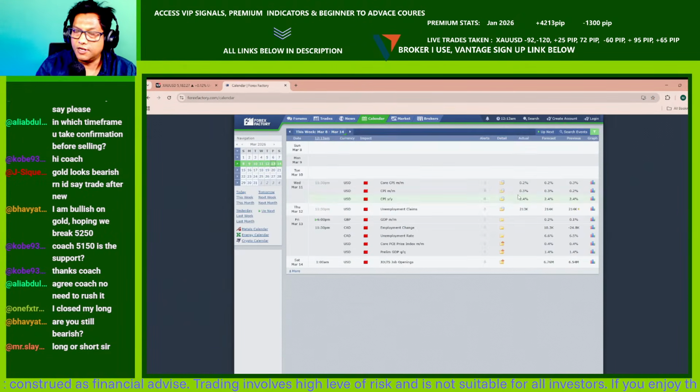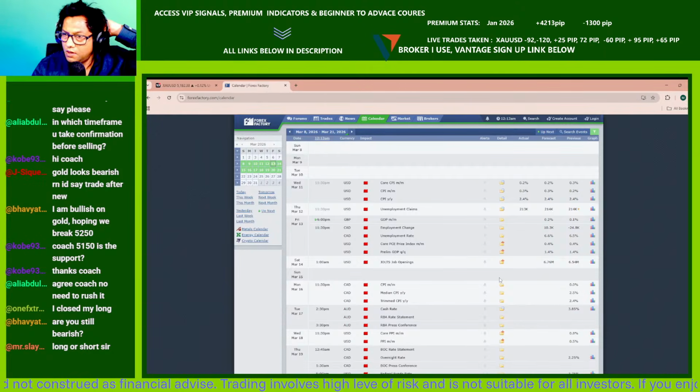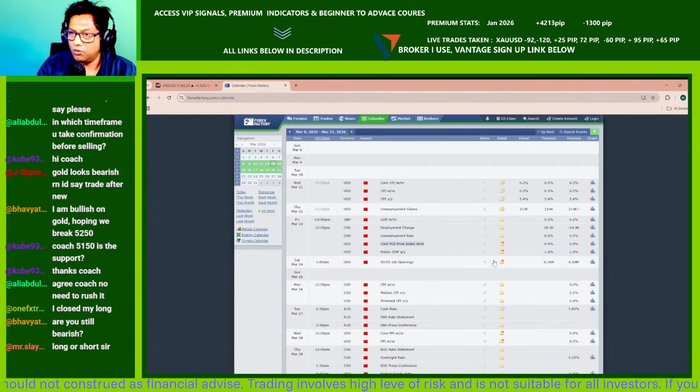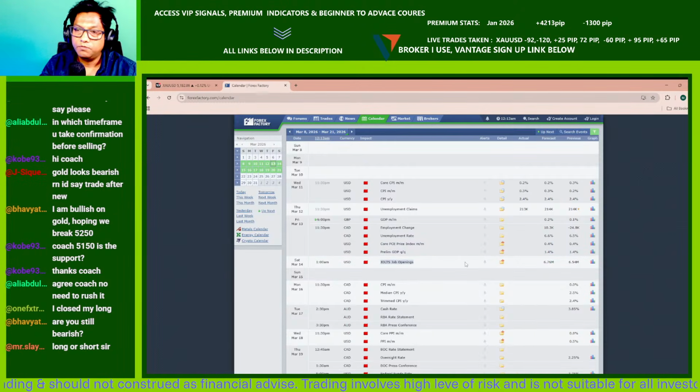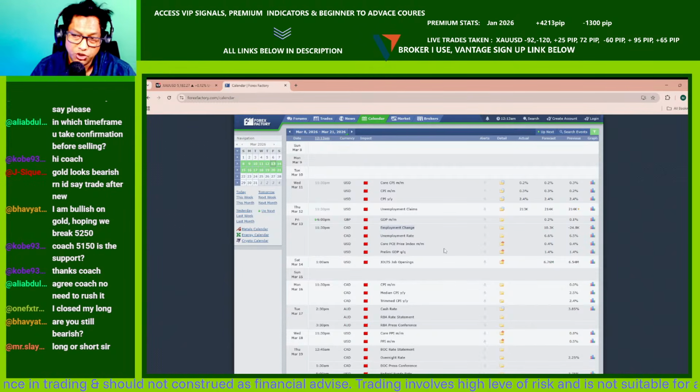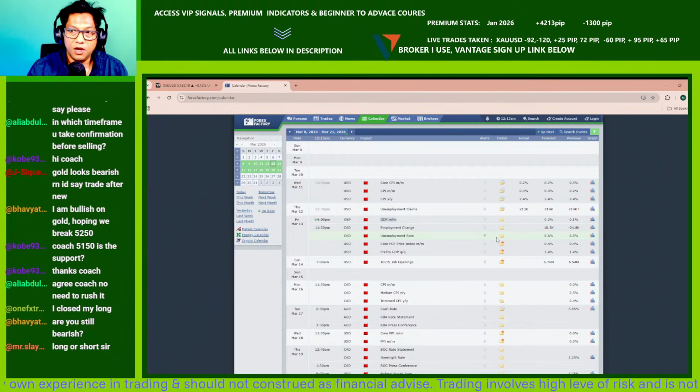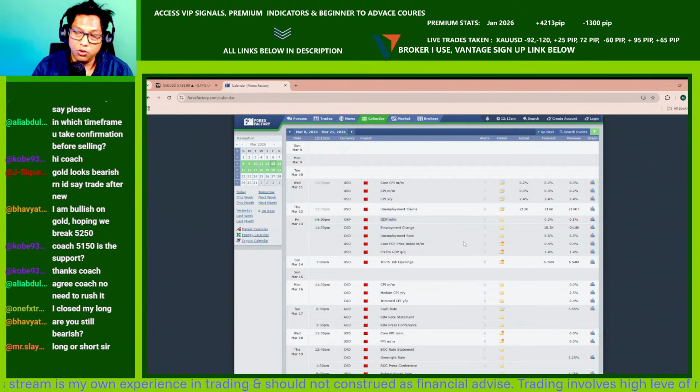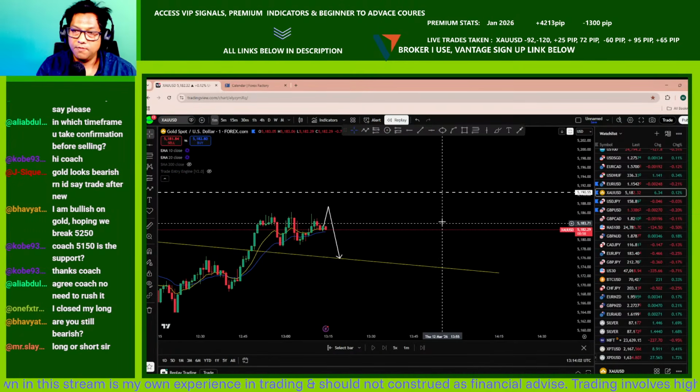Also looking at the current calendar, if you look at here, tomorrow is Friday, right? So we are looking at core PCE price index, preliminary GDP, job openings, all these three coming tomorrow, along with unemployment claims and employment change on CAD. Also you see tomorrow GDP on GBP. Tomorrow that is also coming, and we will be looking at it throughout the day for trading this instrument.